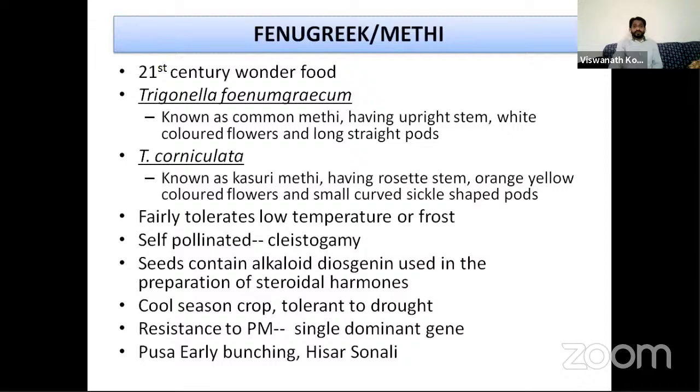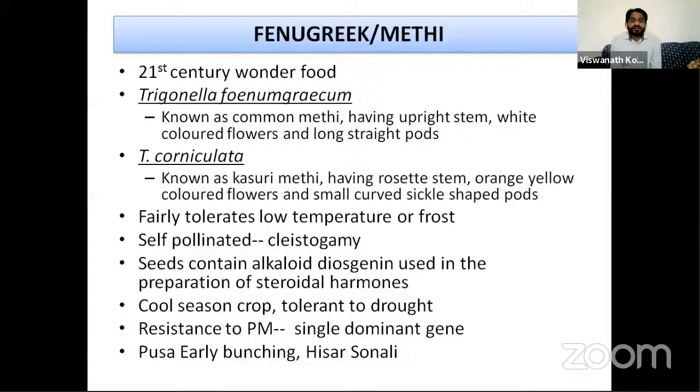So fenugreek, I think last year in JRF there was a question about fenugreek. It is known as the 21st century wonder food. There are two species in fenugreek: one is Trigonella foenum-graecum, the common methi, and Trigonella corniculata, the kasuri methi. There is a botanical difference between the common methi and the kasuri methi. The common methi has an upright stem, whereas corniculata has a rosette stem.